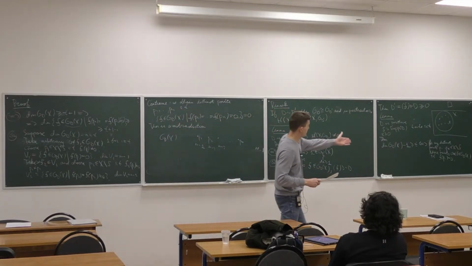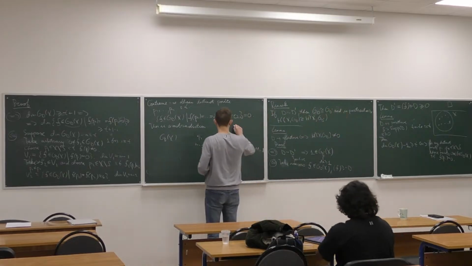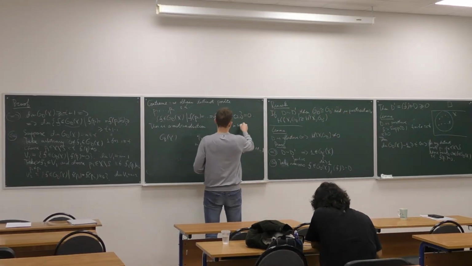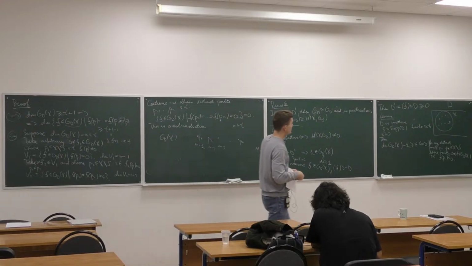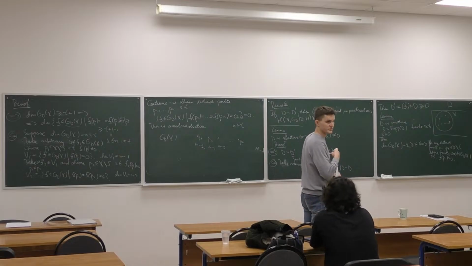But this contradicts that for any t points, m is less or equal than t. That for any t distinct points, you can find a non-trivial function that vanishes at these t points. So is the proof clear?